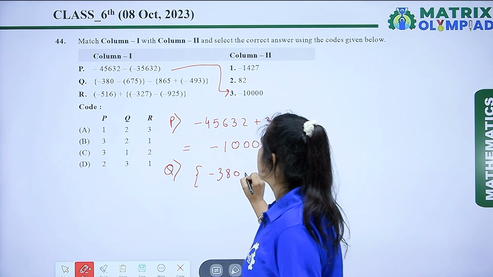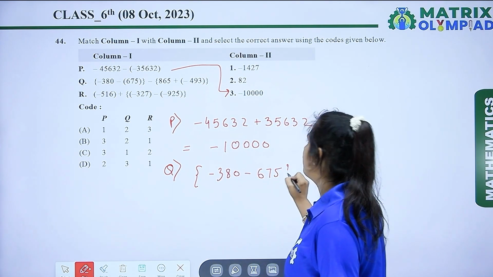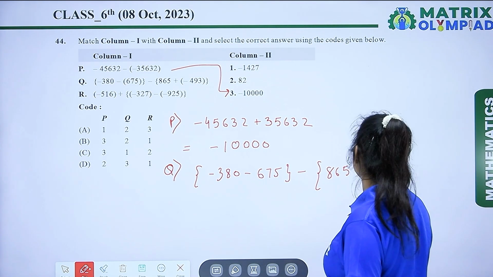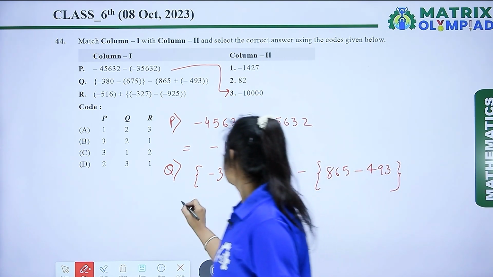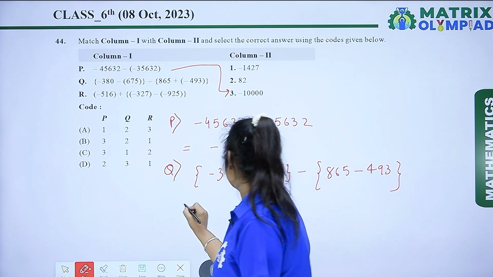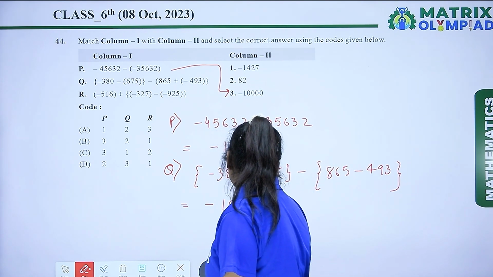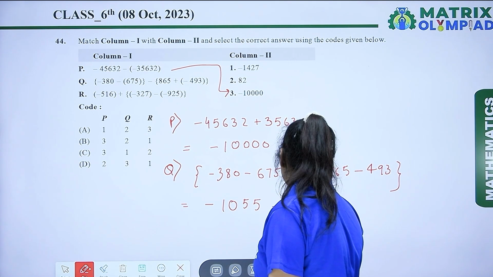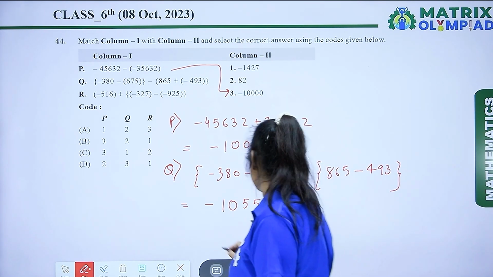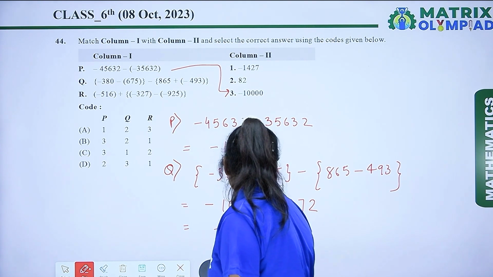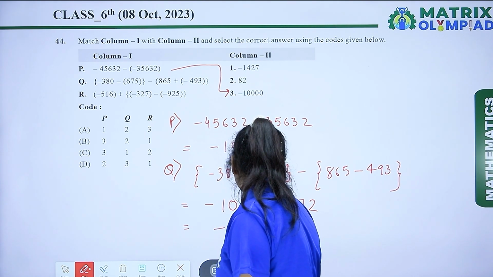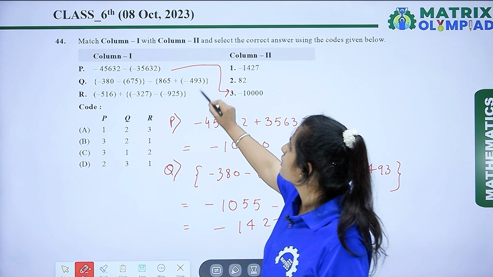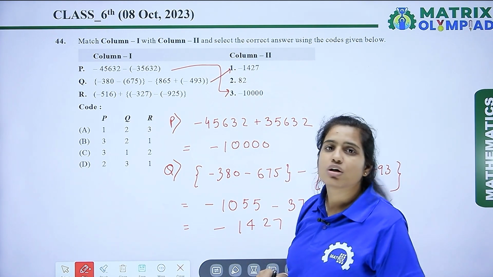Negative 380, negative 675, negative 865, plus minus 490. So after calculating it, we get negative 1055, negative 372, and after the addition we get negative 1427. So here the next answer of Q is first.